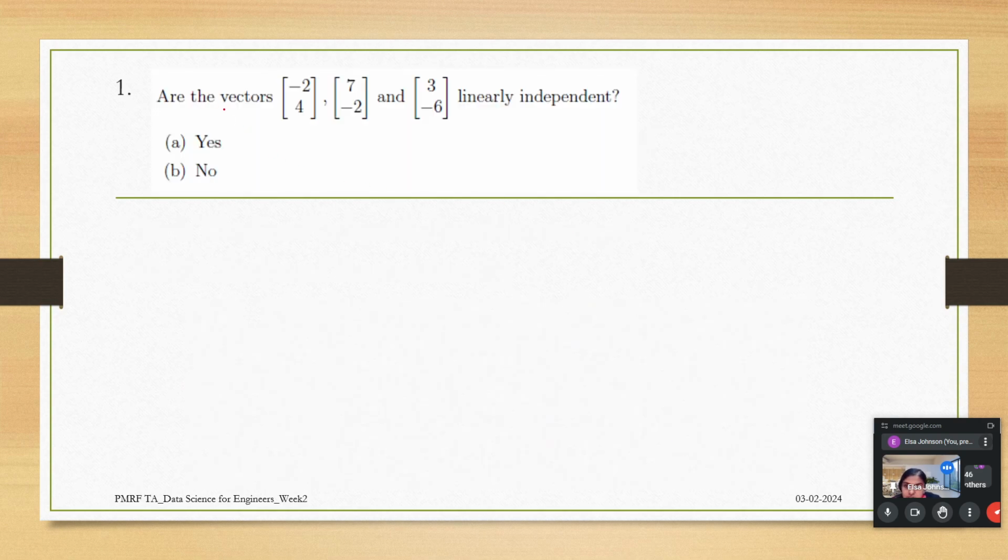So first we'll move on to the first question of the last assignment problem. Okay, that means the last course which was run in July 2023. So are the vectors -2, 4, 7, -2 and 3, -6 linearly independent? Okay, I'll just give you a moment. You can just see whether it is linearly independent or not. Okay, I'll also start writing that.